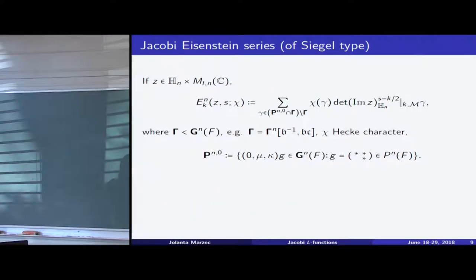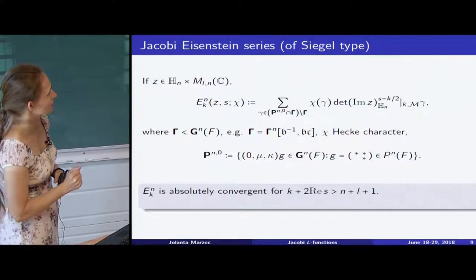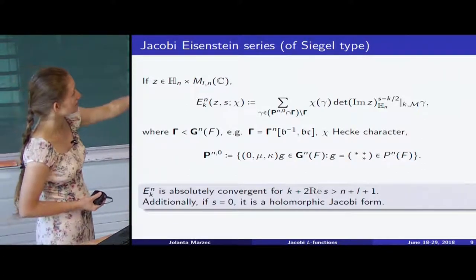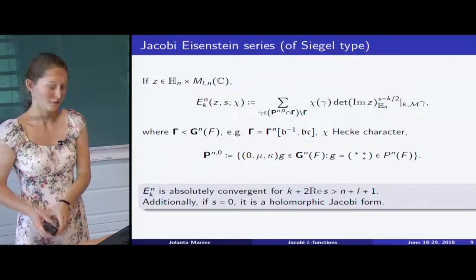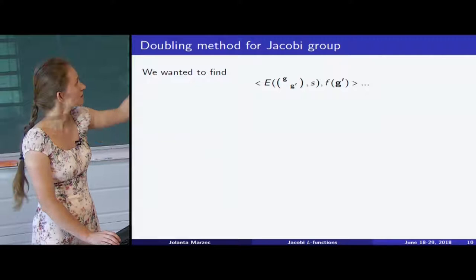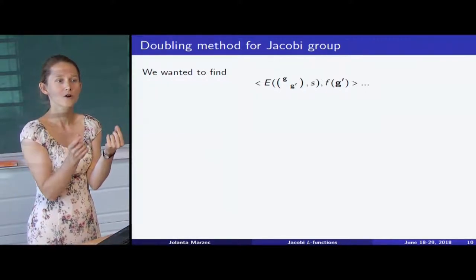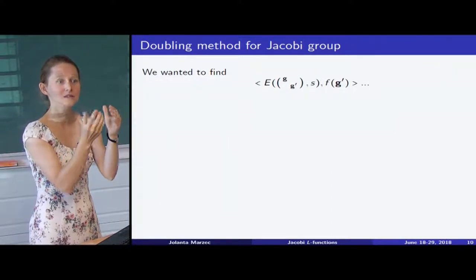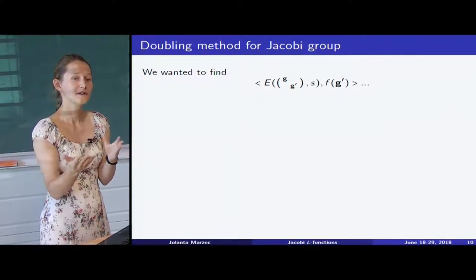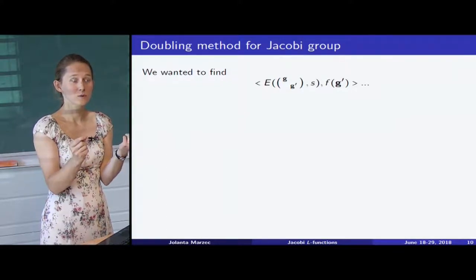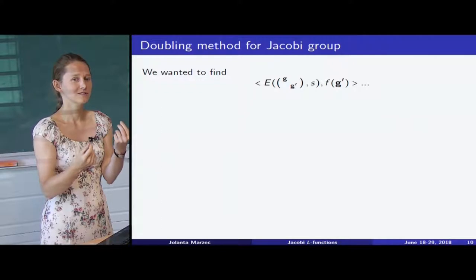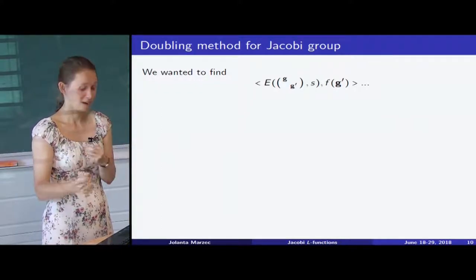So this is how Eisenstein series of Siegel type look. One can show that it is absolutely convergent in this range. And additionally, if s is equal to zero, it defines a holomorphic Jacobi form. But really, we wanted to compute an inner product of an Eisenstein series against a cusp form. But before we do that, we have to know how we embed two smaller groups into bigger groups. The choice that we make is important in a way that later we will have to find out a double coset decomposition. And also we want to have a Jacobi form that is invariant by the congruence subgroup. So depending on the choice we make now, we can make our life easier or harder later.